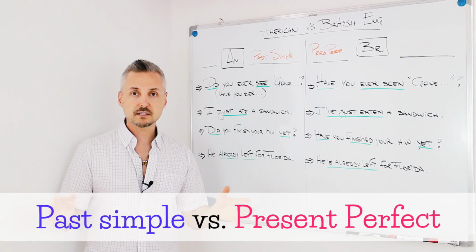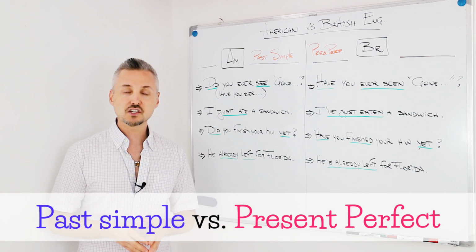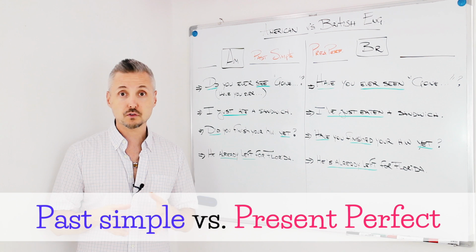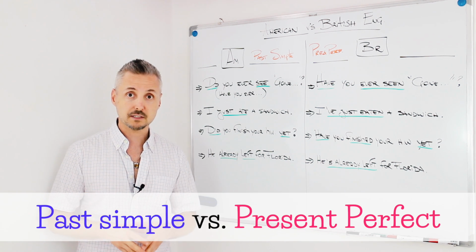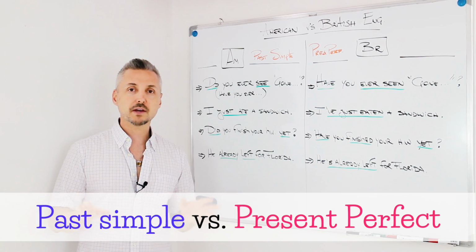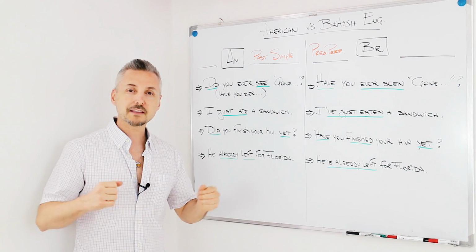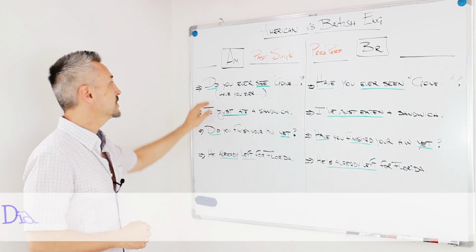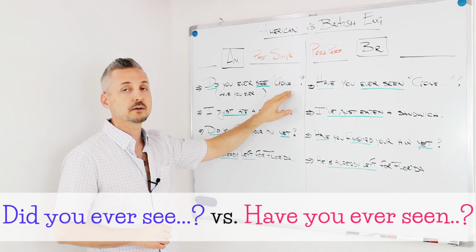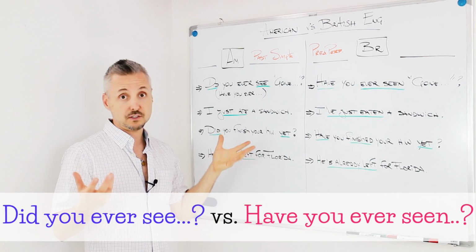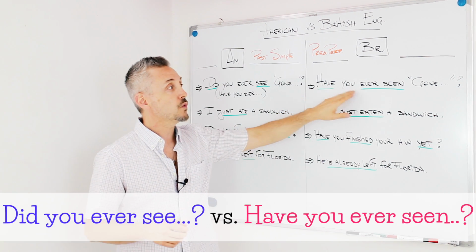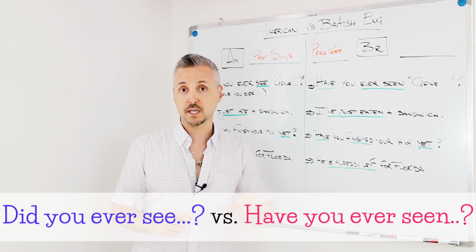Obviously, present perfect is standard English, and so we prefer to use the present perfect more, okay? But in America, they tend to use the past simple more. Let's look at the examples then. Did you ever see Gone with the Wind? As opposed to, have you ever seen Gone with the Wind?